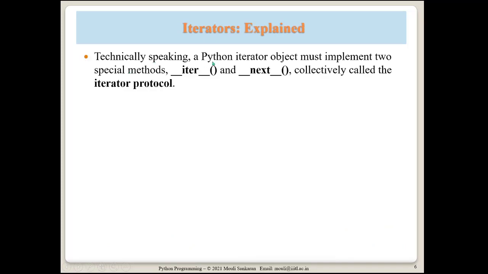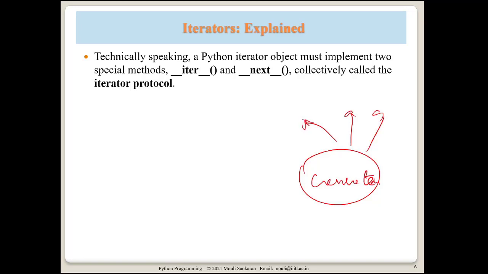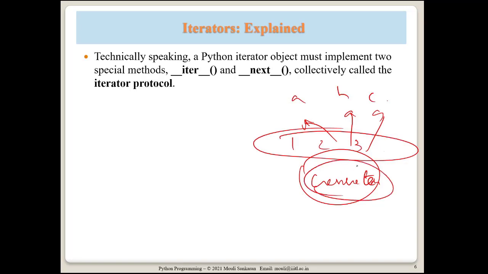Now, technically speaking, a Python iterator object must implement two special methods. Now, how do I implement it? Now, I have a generator. The generator is meant for generating the sequence. That only has the knowledge of what I should be generating, whether I should say ABCD or 1 2 3 4. That sequence information, or how to generate them, is the knowledge within the generator function. Now, what is the iterator object? It's like a guy who is calling the generator and then managing it.